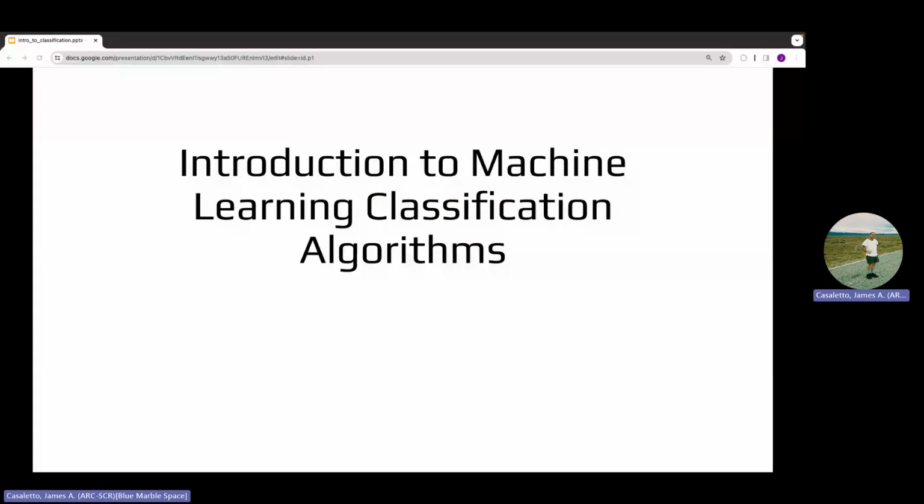Welcome to the lesson Introduction to Machine Learning Classification Algorithms.